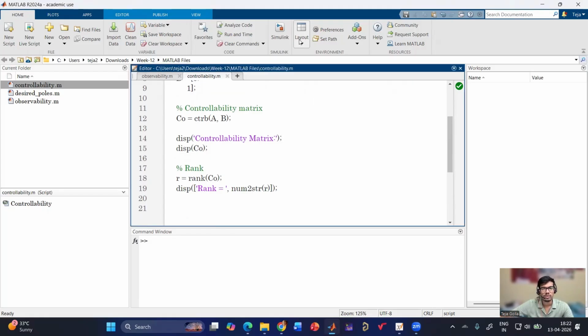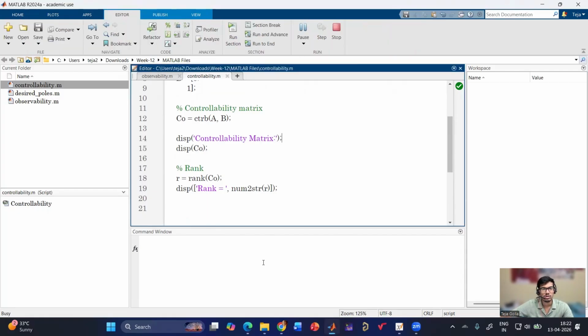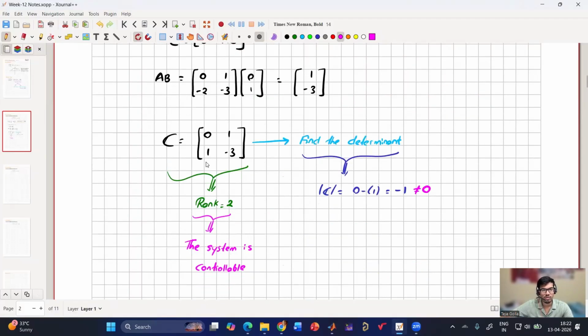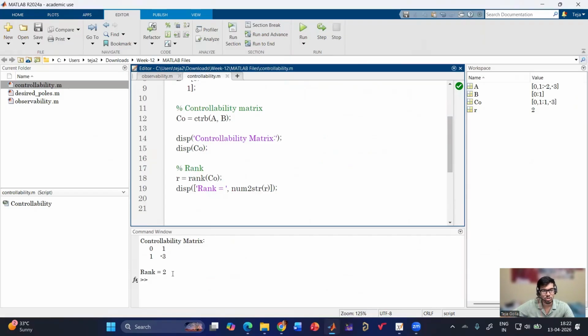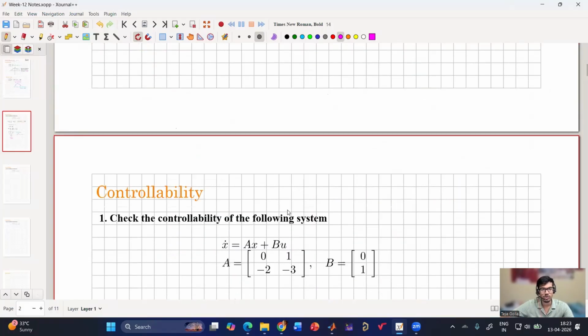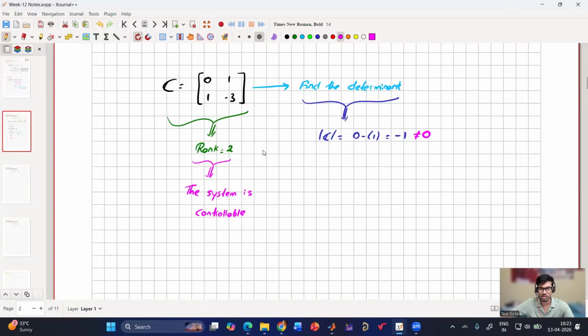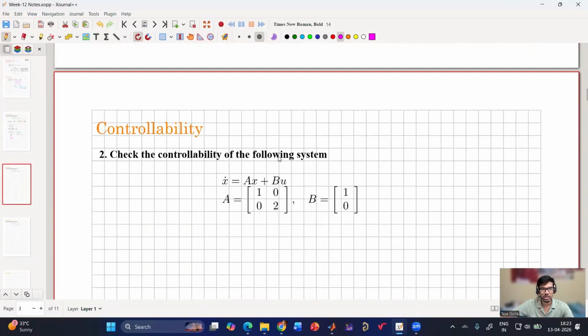So let us run this. Okay. So the controllability matrix is 0, 1, 1, and -3, which is what we are getting. And the rank is 2. If the rank is 2, it is full rank because the order of the system is 2. So now we can say that the given system is controllable. So in this question, the system is controllable. I hope the concept is clear. If you have any doubts, you can ask.